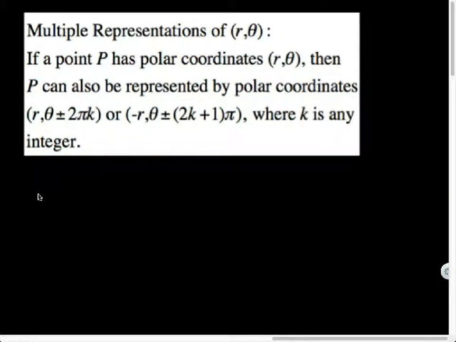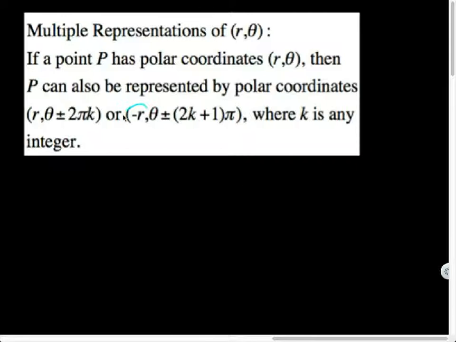So let's see, multiple representations of r comma theta. You probably don't have to write down all the words. Even if you just write down these 2 things, you might be good. It says if P has polar coordinates r comma theta, then P can also be represented by polar coordinates r comma theta plus or minus 2 pi k, where k is an integer. That's important. That's like adding or subtracting multiples of 360 degrees.